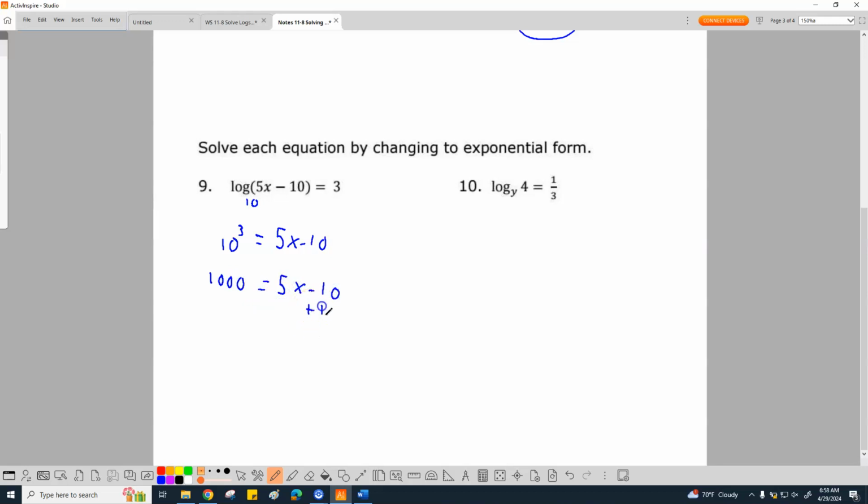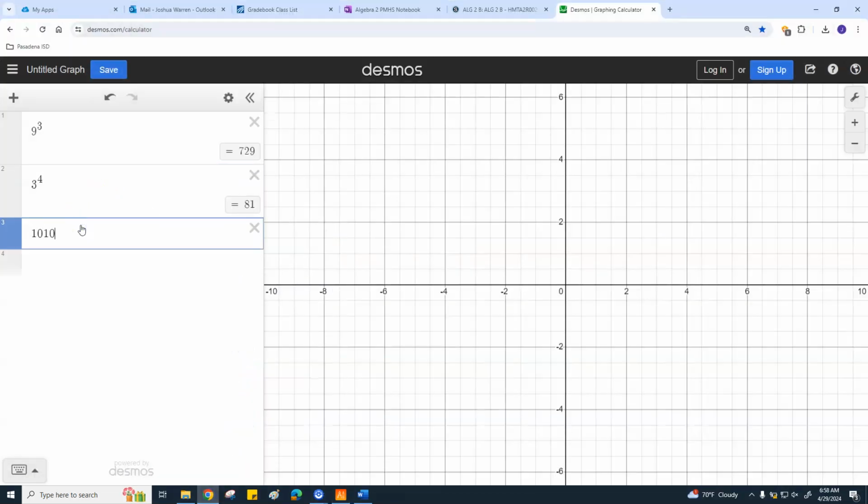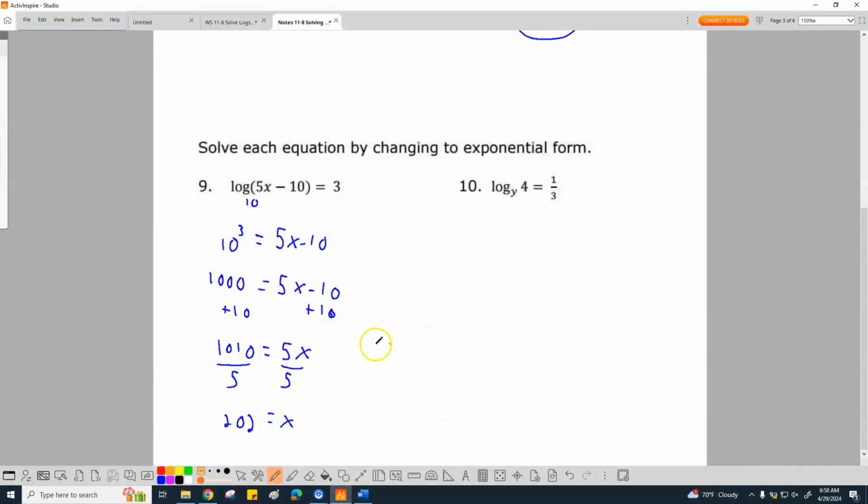I'm going to add the 10 on both sides. Add the 10 to both sides, and I get 1,010 equals 5 times x. And then I divide the 5 out on both sides. Normal equation stuff at this point. And what do I get? X is equal to 202. Let's make sure before I say so. 1,010 divided by 5. 202. All right. That's basically on that.